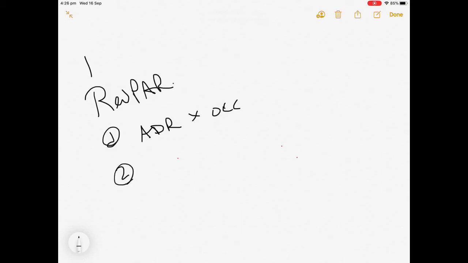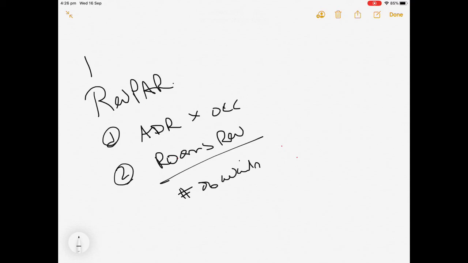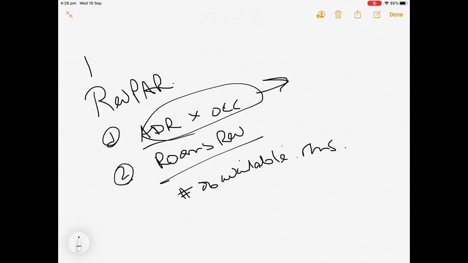Another way is that we look at the room revenue and we divide it by the number of available rooms, okay? So in most cases, this is going to be your total number of rooms in the hotel, unless you have some that are offline, some that are being renovated, so forth and so on, okay? So this is why your ADR and your occupancy is so important, because we really want our revenue per available room to be as high as possible, okay?